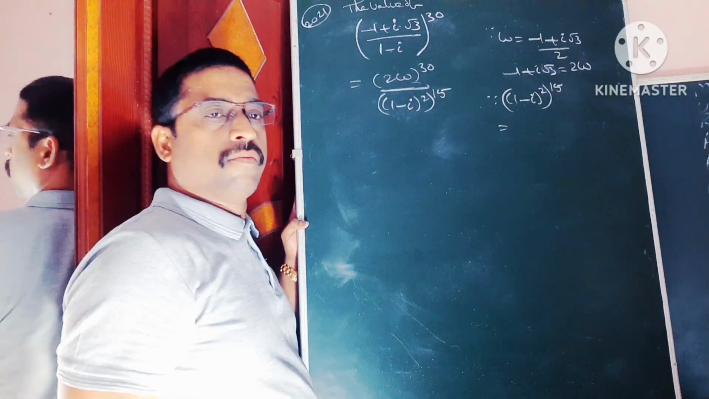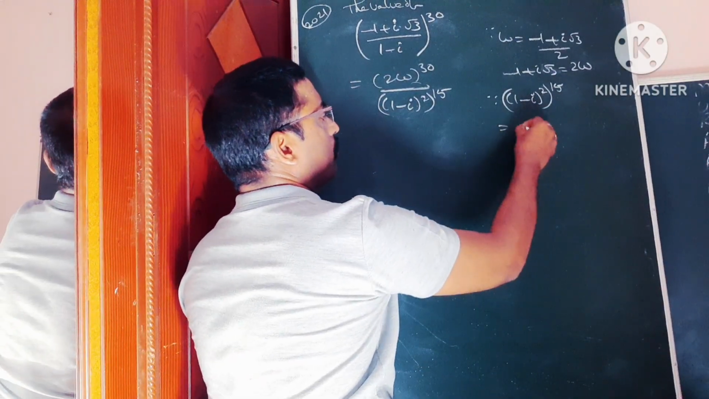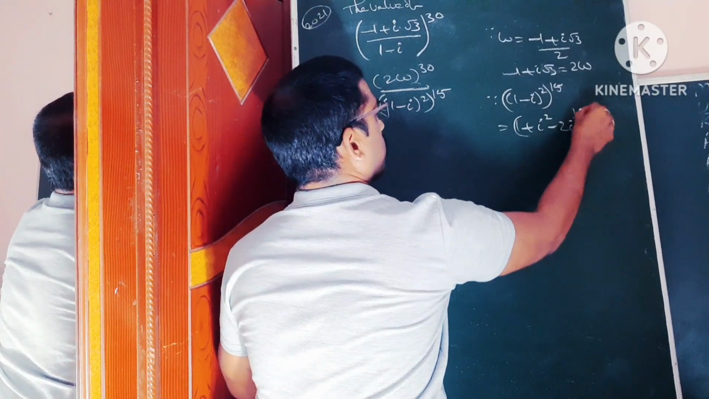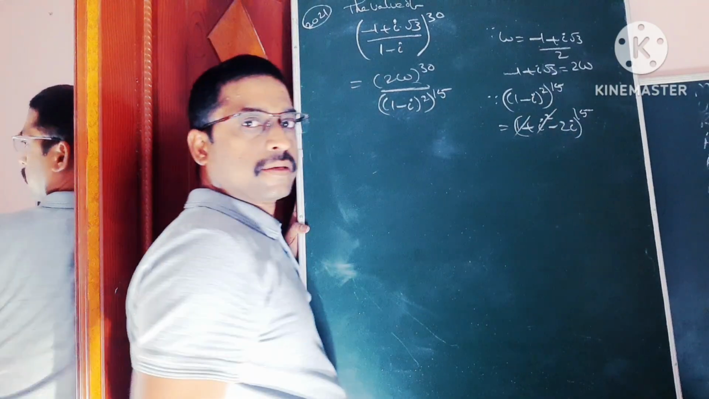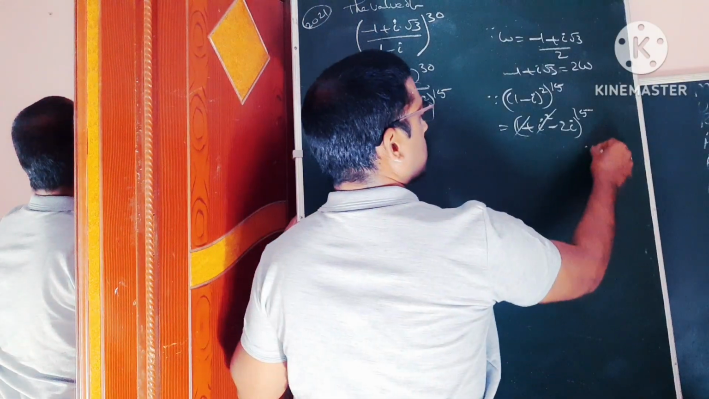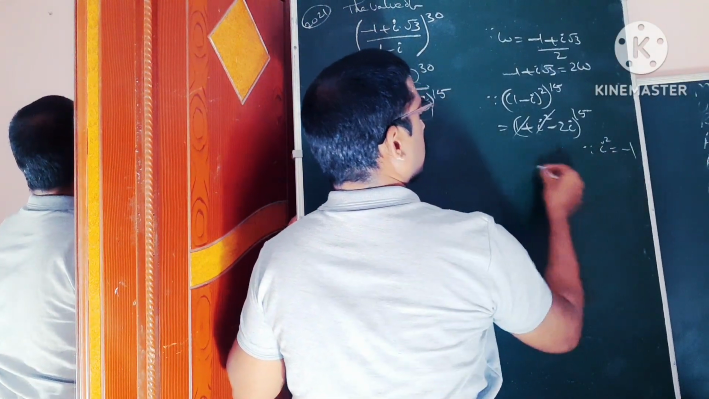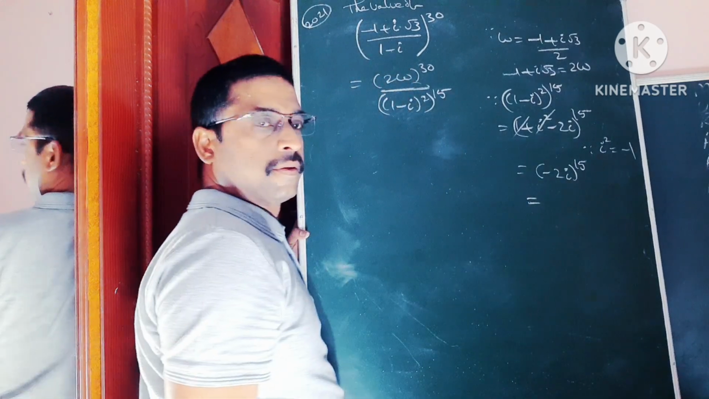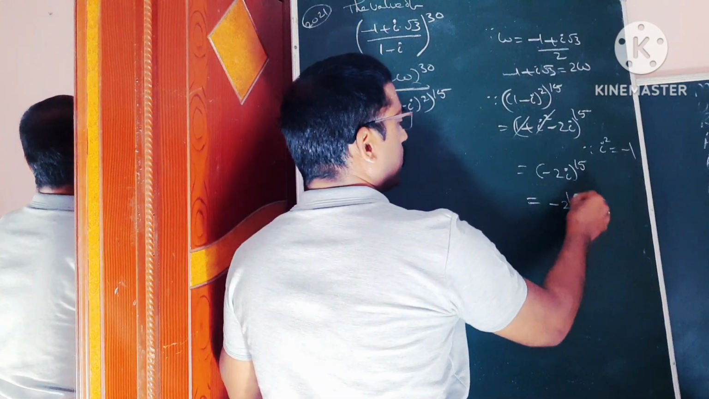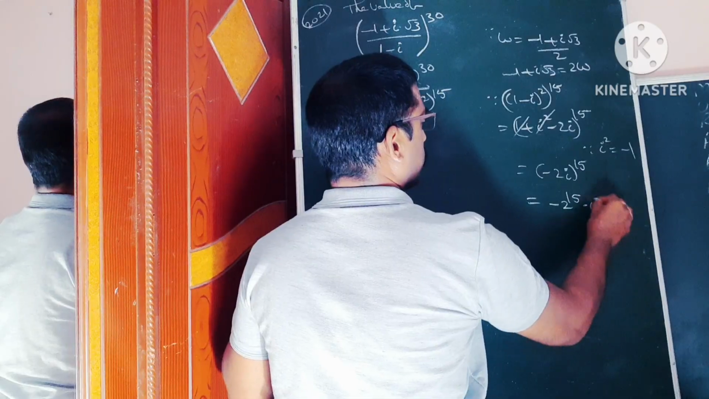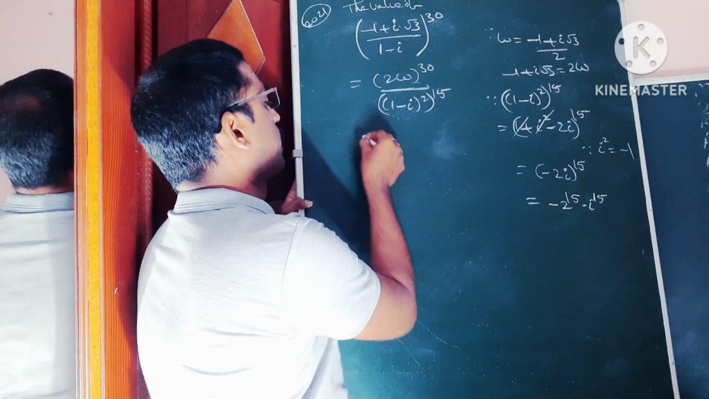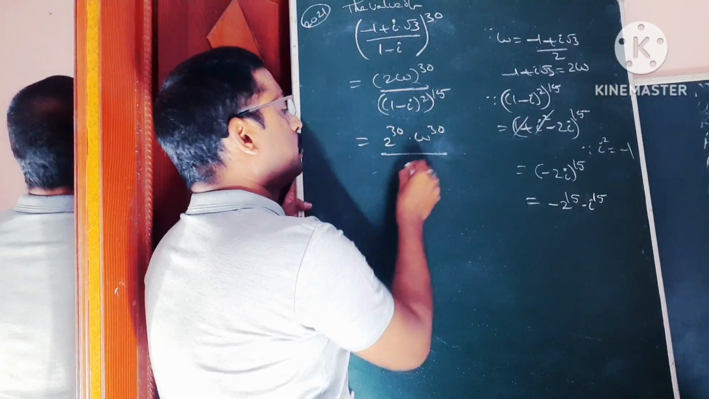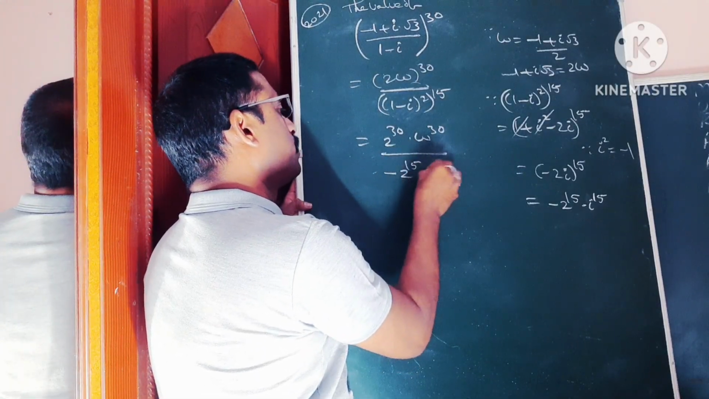So we know that 1 minus I whole square whole to the power 15 how much here? Now 1 minus I whole square according to A minus B whole square formula, A square plus B square minus 2AB whole to the power 15. I square 1 cancel here. Why? Because I square value how much here? Minus 1. So minus 2I whole to the power 15. This is nothing but minus 2 to the power 15 into I to the power 15. Now write here 2 to the power 30 into omega power 30 by denominator minus 2 to the power 15 into I to the power 15.